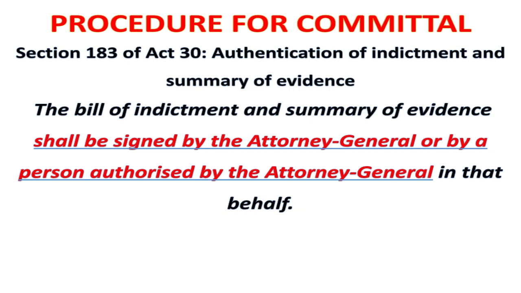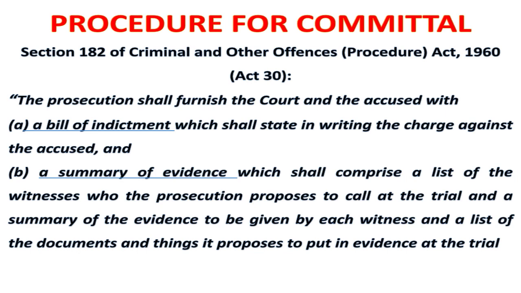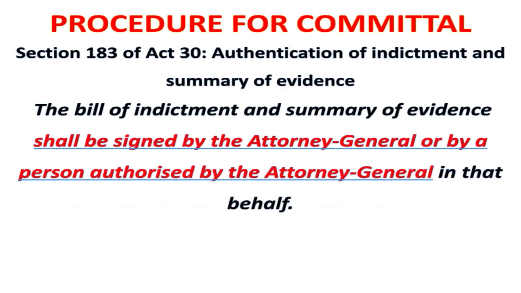The answer to this question is in section 183 of Act 30. It says that, and I read, the bill of indictment and summary of evidence shall be signed by the Attorney General or by a person authorized by the Attorney General in that behalf. End of quote. It means that the law has also specified the person who is supposed to sign that bill of indictment. The law says it must be the Attorney General or a person authorized by the Attorney General in that behalf. So we've seen so far that to kickstart the committal proceedings, there must first be a bill of indictment and a summary of evidence. We've seen who signs them.